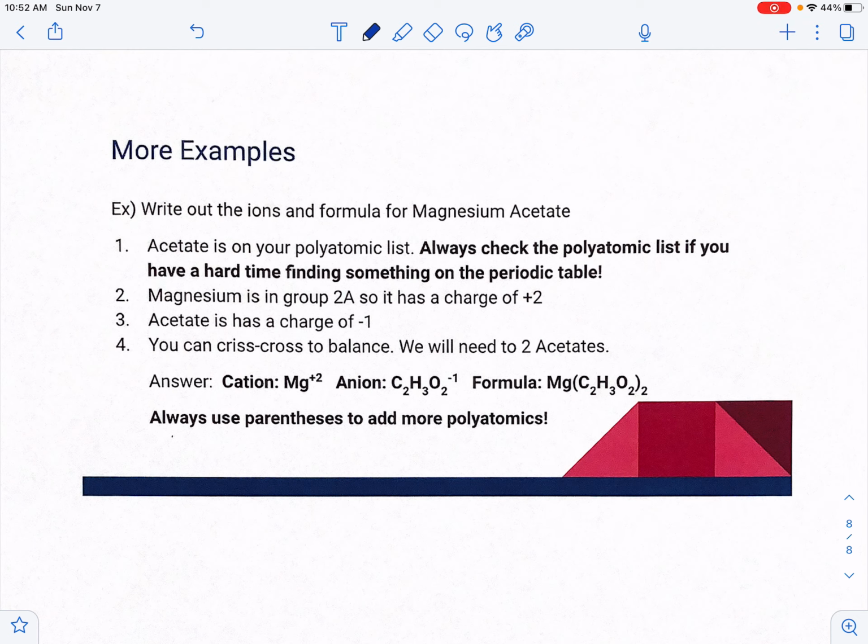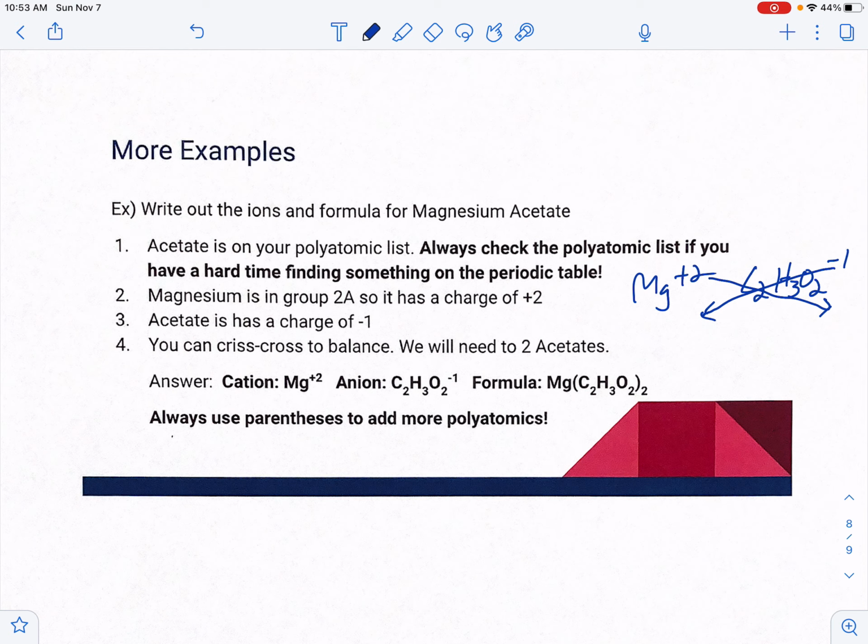I'm going to look up magnesium, and it is in group 2A. So magnesium has a charge of +2. Then acetate is on your polyatomic list, and that is the big one, C2H3O2 with a -1 charge. Magnesium has a charge of +2 and acetate has a charge of -1, so these are not balanced, so you can do the crisscross method. Take the 1 down to the magnesium and the 2 down to acetate. That means we're going to need 2 acetates.